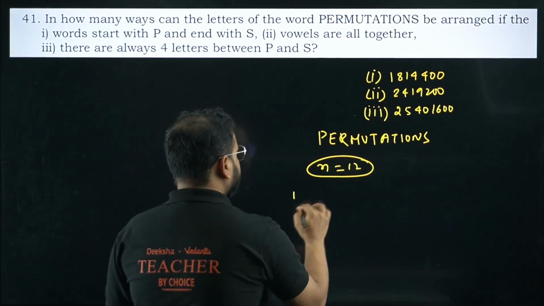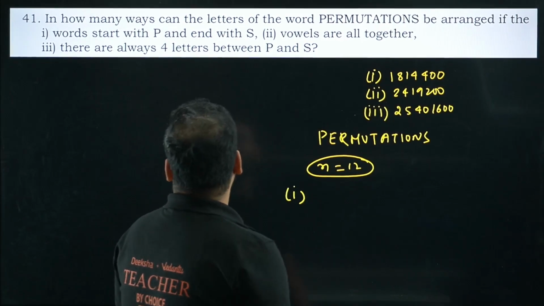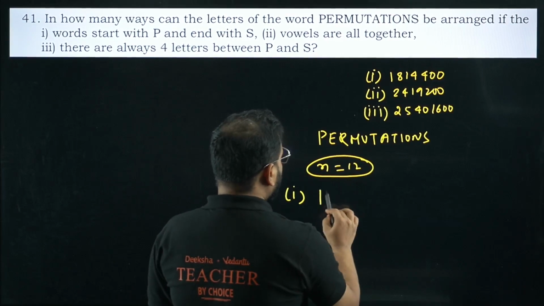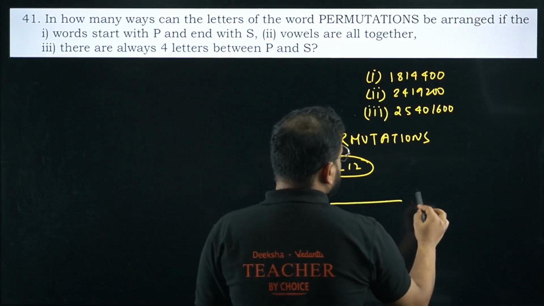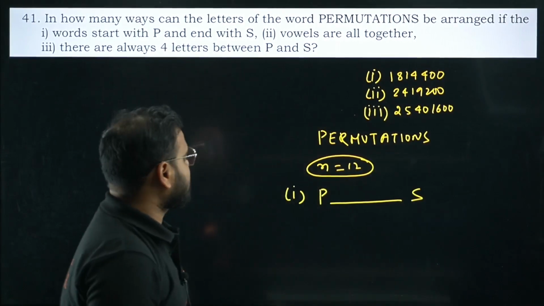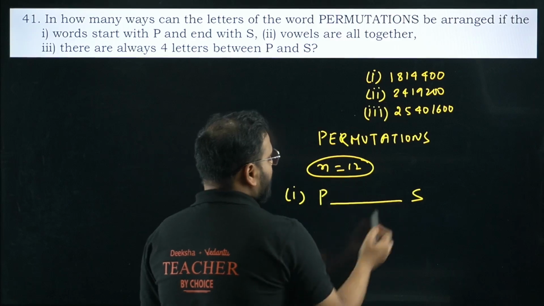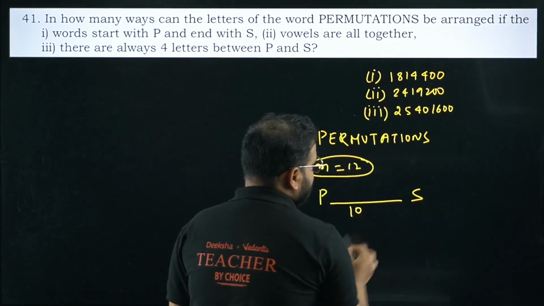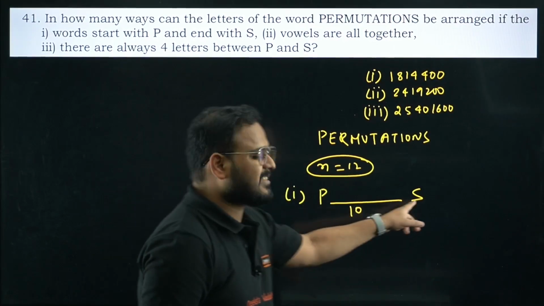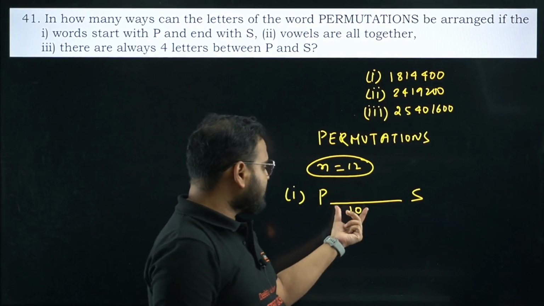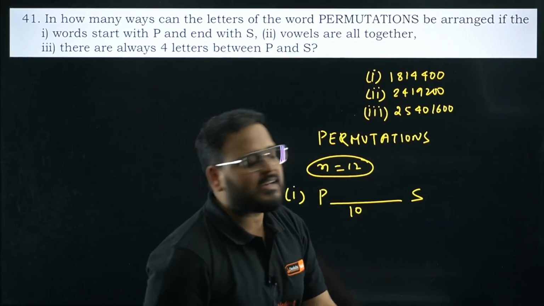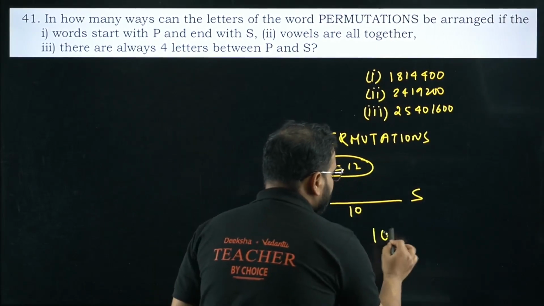What are they asking? They are asking for words that start with P. Permutation for words starting with P, and the last one ending with S. So we have a total of 2 spaces occupied. How many spaces are left? 10 spaces. So this is fixed. We can't change that, but we can change the letters over here. In how many ways can we change that? We can arrange this in 10 factorial ways.